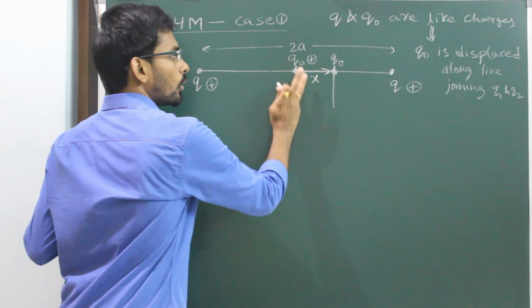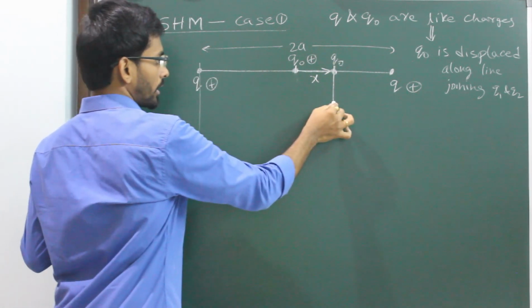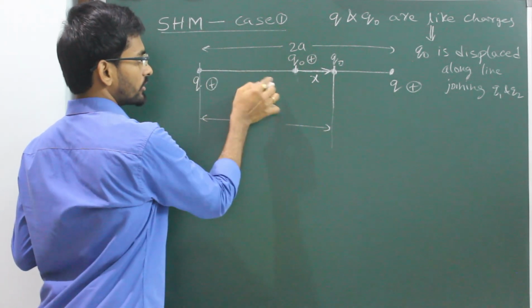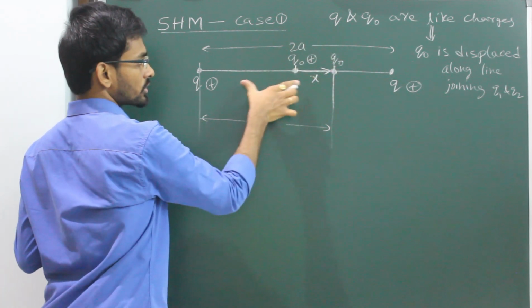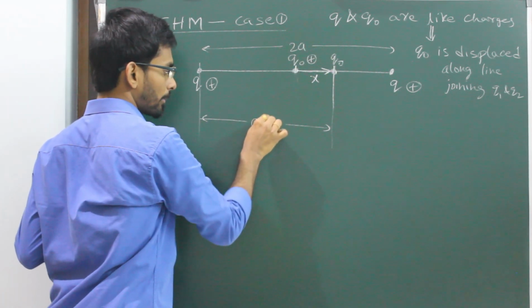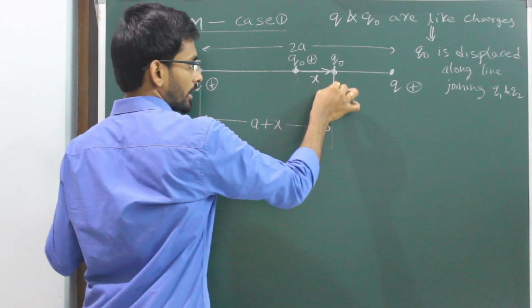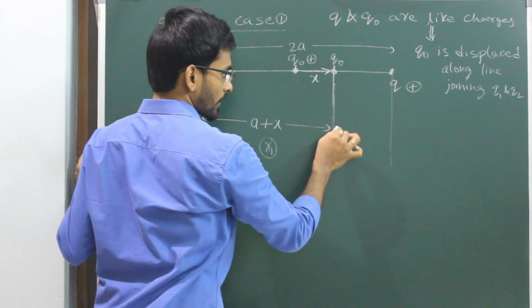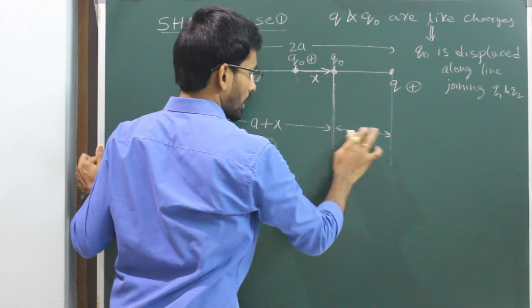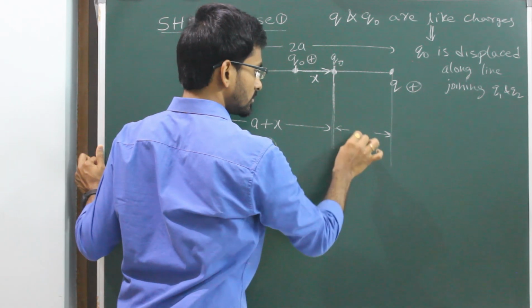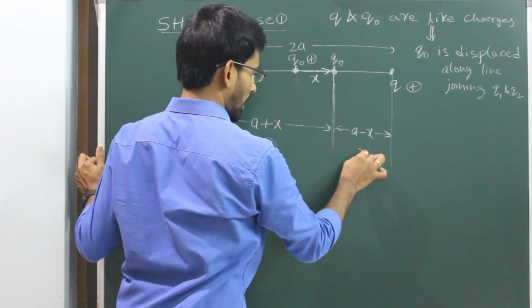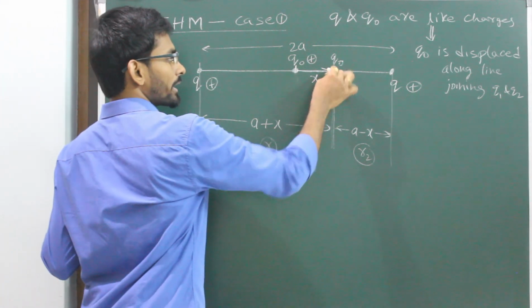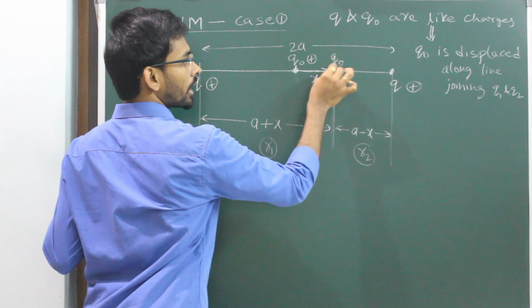Now the distance between this Q1 and Q naught will be, this is A, this total distance is 2A, so this distance will be A, so this will be A plus X, and this is R1. Next, this distance will be A minus X, and this is R2.